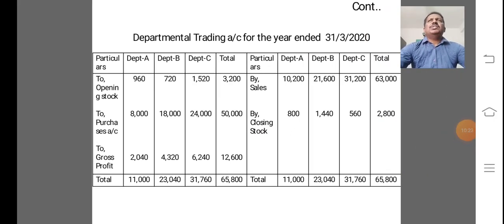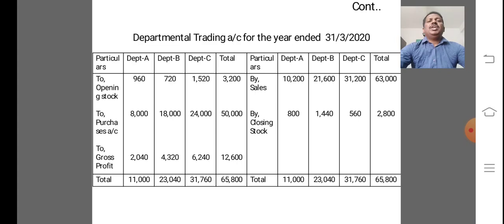So based on this information and working notes, we prepare the departmental trading account for the year ended. On the debit side, there are 3 departments and 5 columns. Credit side also has 5 columns. Debit side particulars: Department A, Department B, Department C and total. Credit side also particulars: Department A, Department B, Department C and total.